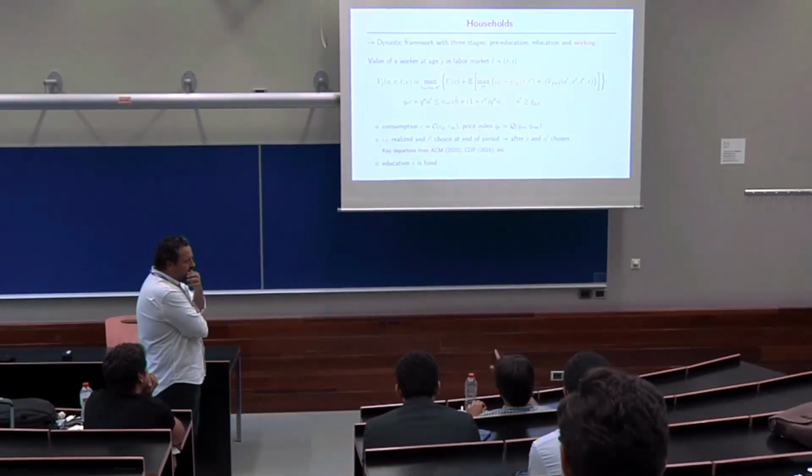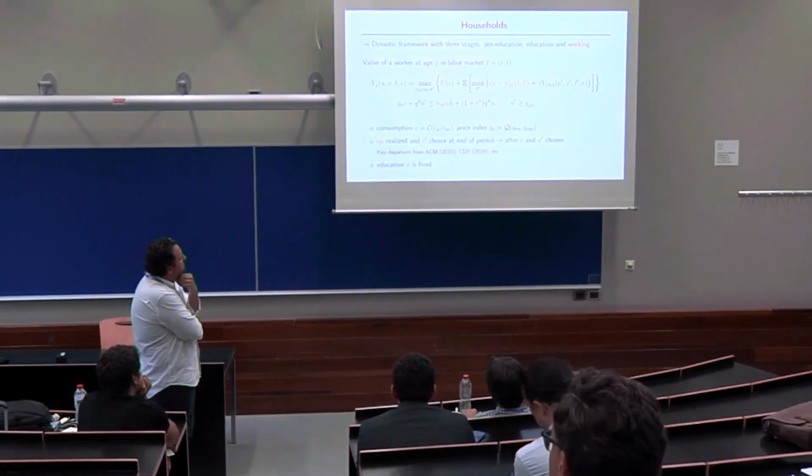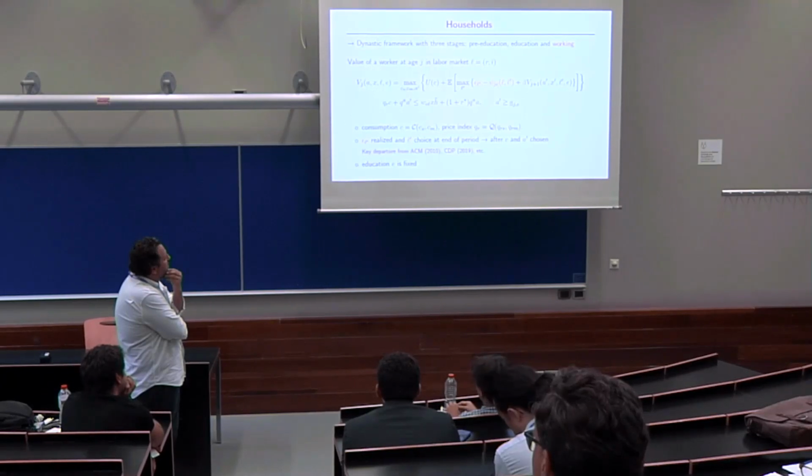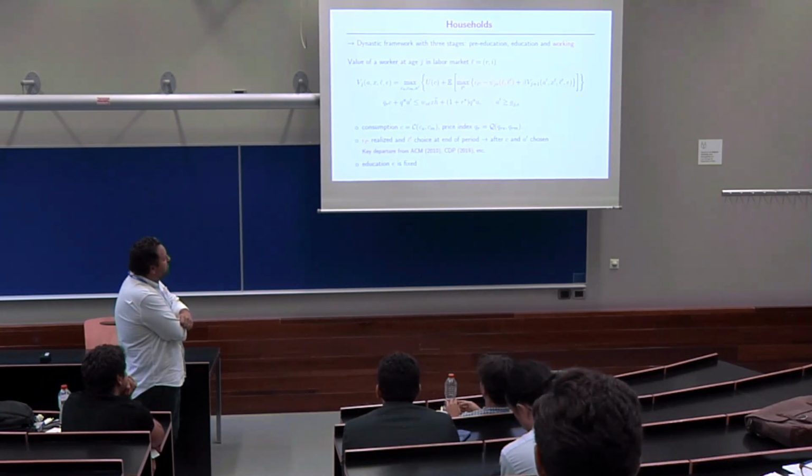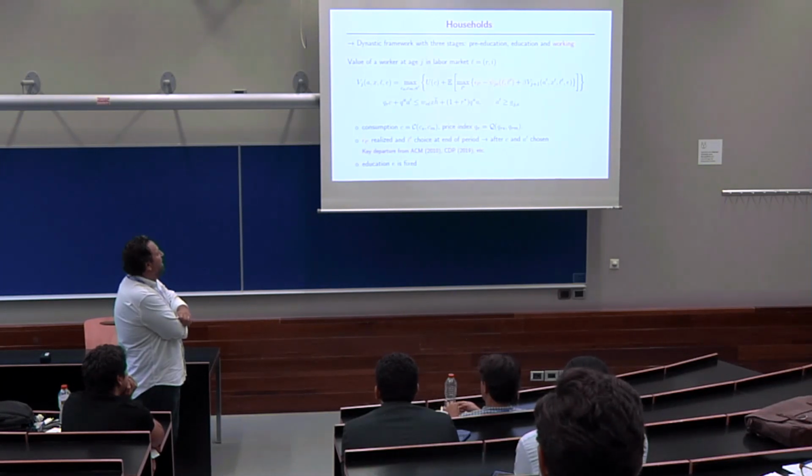No, so here you have two stages. You first decide consumption and savings, and then you observe epsilon. Exactly. Why not have everything simultaneously? Like, why not choose C and A after epsilon is realized? Ah, okay.